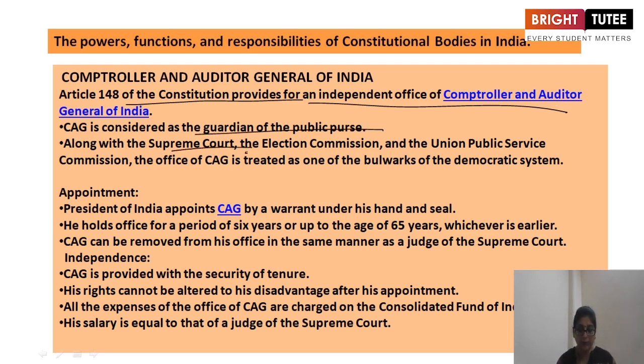And along with the Supreme Court, the Election Commission and the UPSC, that is Union Public Service Commission, the Office of CAG is treated as one of the bulwarks of the democratic system. Now, who appoints? The President of India appoints CAG by a warrant under his hand and seal. He holds the office for a period of 6 years or up to the age of 65 years, whichever is earlier.